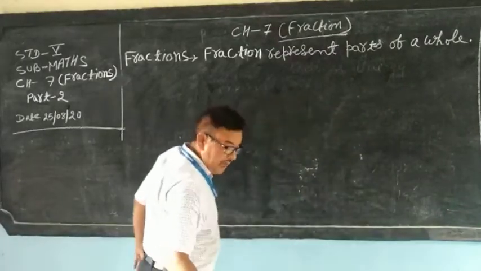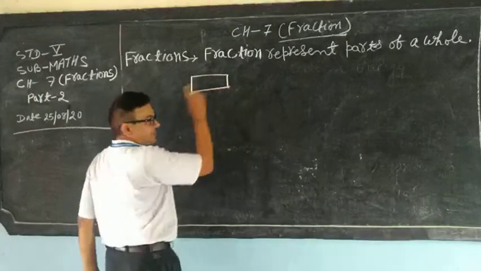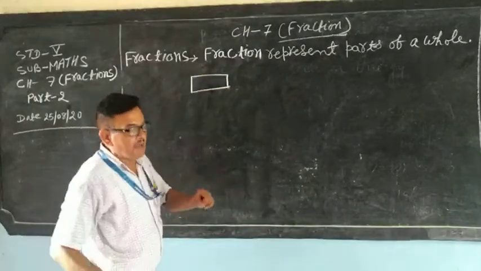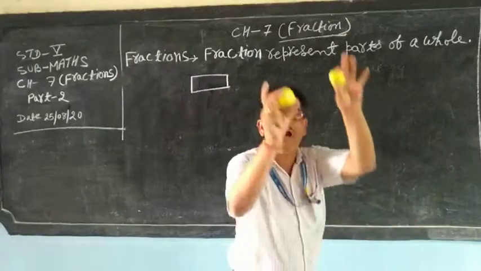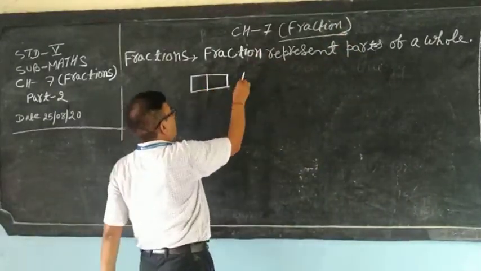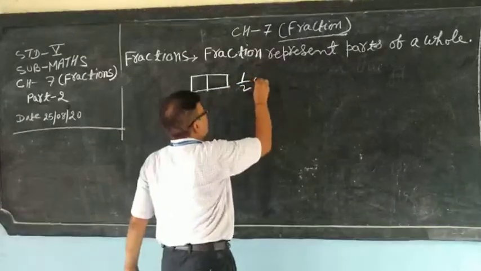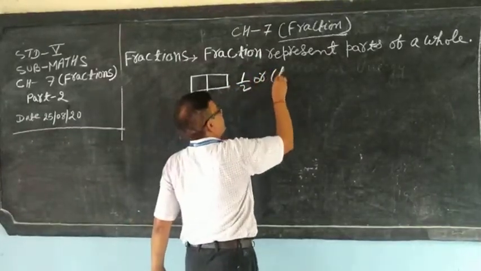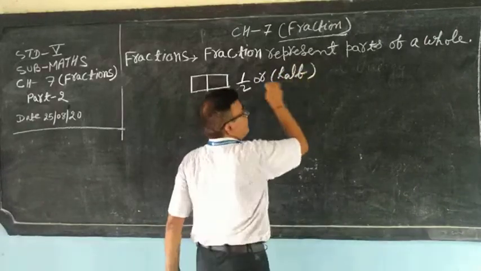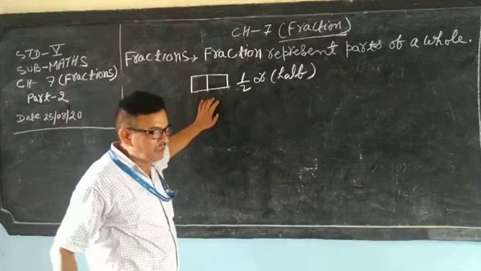So now see this one. How can you represent the whole guava? This is your guava and you have made a half part. So what is this called? Half part. So 1 by 2, or you can say half. So this is the fraction number.